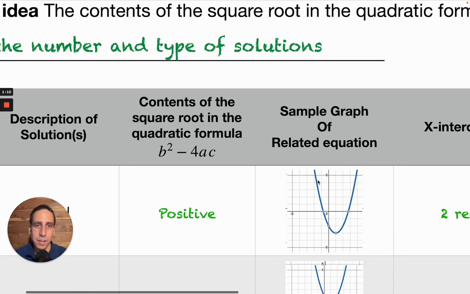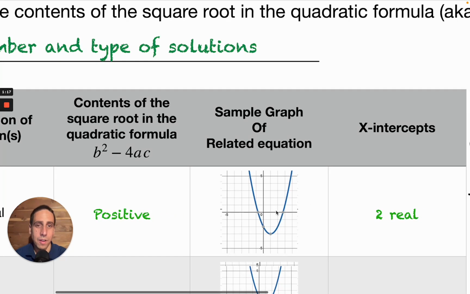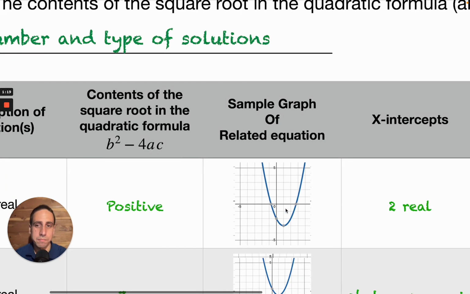Here's a sample of the related equation. So the graph could look like this. You can see those two x-intercepts are going to be two different real numbers.